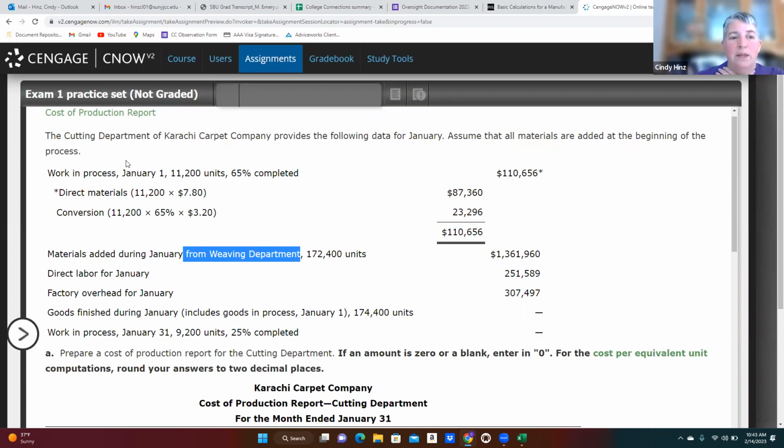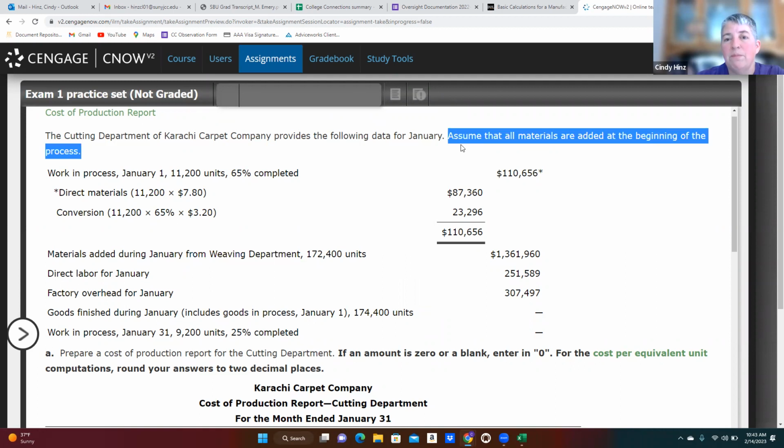So let's see what it says. The cutting department of Karachi Carpet Company provides the following data for January. Assume that all materials are added at the beginning of the process. So that's one of the assumptions that we make throughout this class. Not necessarily correct in the real world.